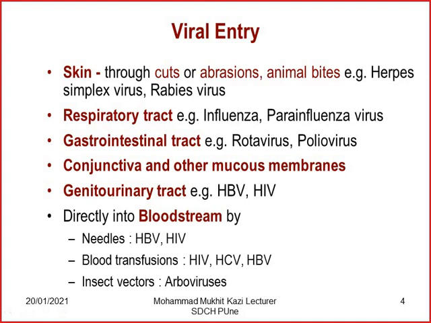Then there is a second route, that is the respiratory tract, which is most commonly responsible for influenza infection and the current pandemic, COVID-19. Parainfluenza viruses also get transmitted through the respiratory tract. Then the gastrointestinal tract: rotavirus, which is the most common viral infection in pediatric patients where gastrointestinal infections occur, and then polio viruses. That is why it is also called the fecal-oral route of transmission.